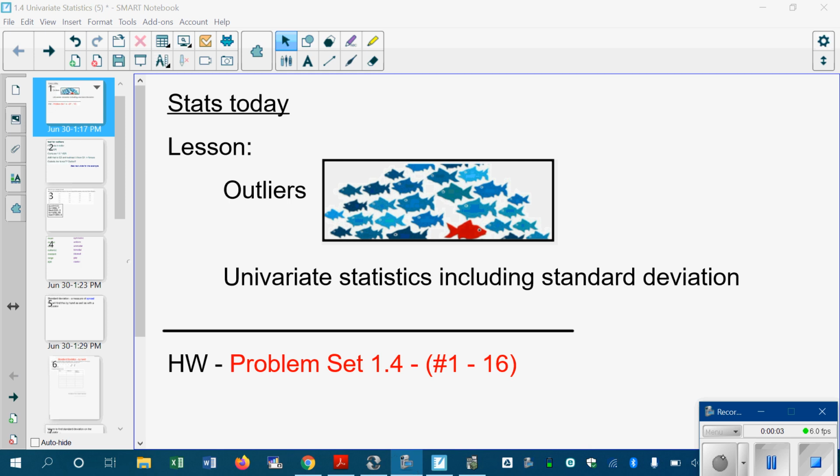Hello, this is the fourth lesson of Unit 1, and today we are going to be doing a lot of little details. So I'm going to discuss with you outliers. I'm going to go through a heavy amount of vocabulary just to make sure that we're all on the same page in terms of communication. And we're going to go over standard deviation. Okay, so there's several things. You will need your calculator for the last part of the lesson.